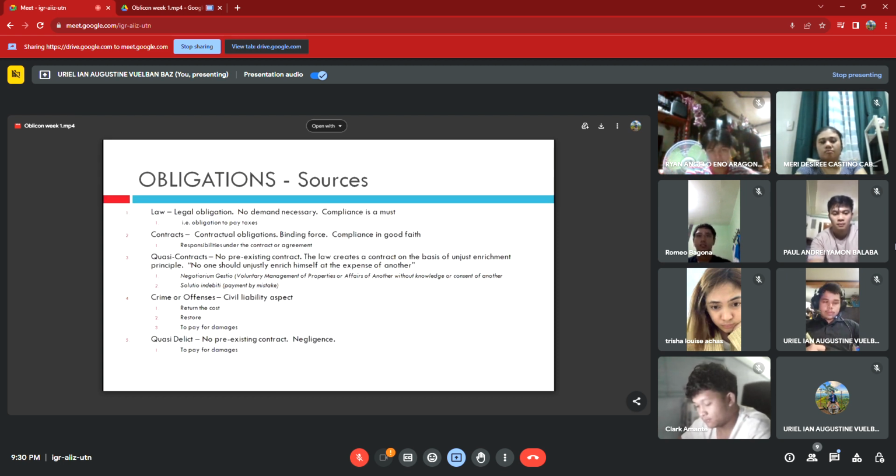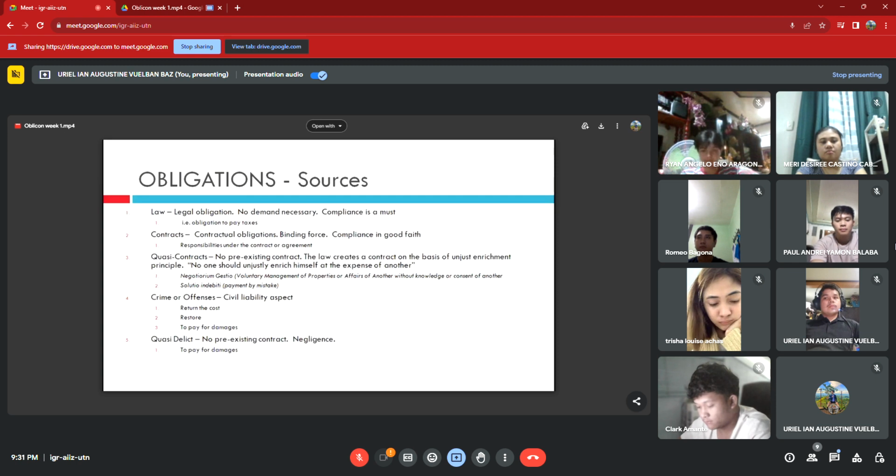For example, there is a law requiring all citizens of the Philippines to file and pay their taxes on time. So that is an obligation of all the citizens of the Philippines, and not only citizens of the Philippines, an alien deriving income within the Philippines must file the prescribed form and pay the tax due.